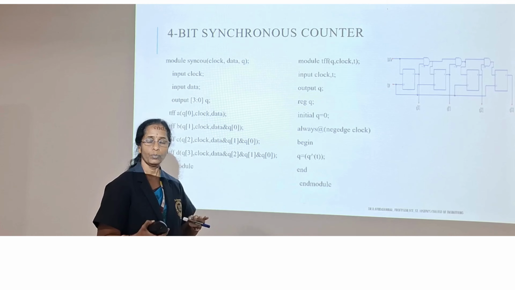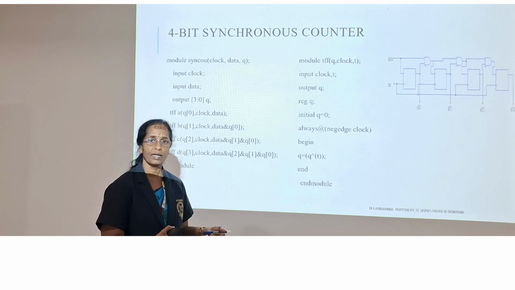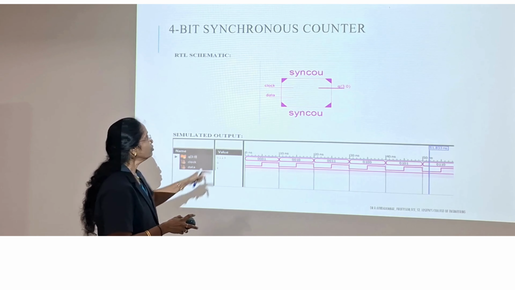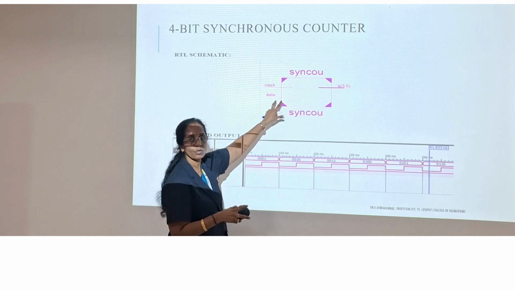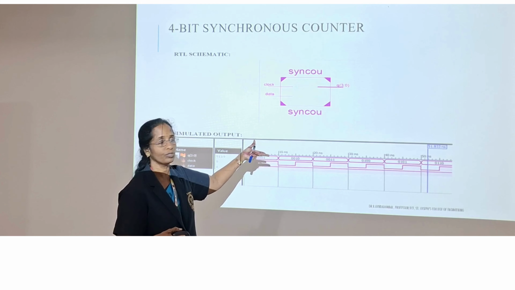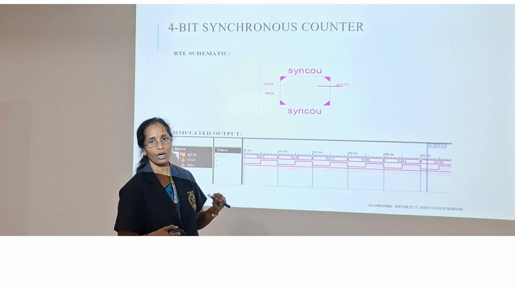Now what will be the output? How will you check the logic of the circuit? By checking its RTL and our test bench waveform. That we will see now. This synchronous counter's RTL describes the abstraction level of the circuit. Therefore, clock and data are the inputs and the output is a 4-bit output.